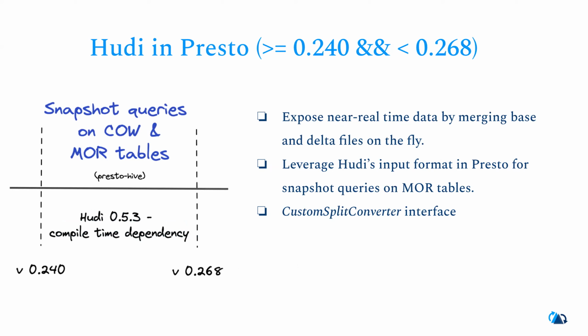To do that, we implemented a custom split converter interface in Presto Hive connector, which maps a Hive split to Hudi split, which then understands the merge on read tables in Hudi, essentially the merging of the log files with base files to generate the splits. And the beauty of this custom split converter interface is that you can even generate splits for bootstrap tables, as we did in a future version.